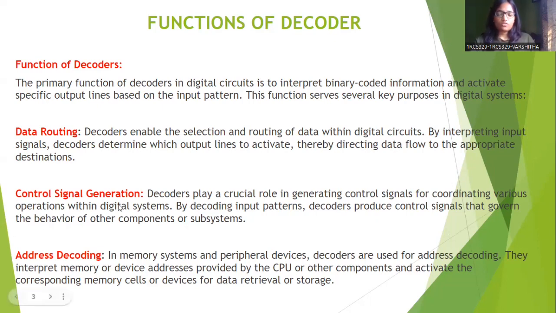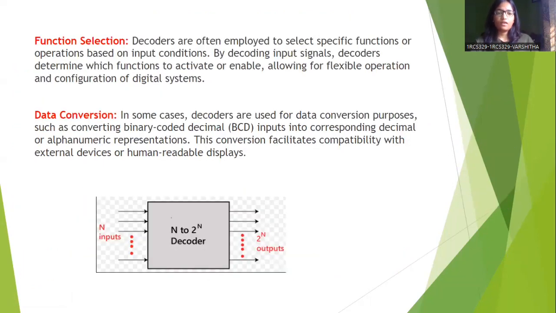Control signal generation plays a crucial role in generating control signals for coordinating various operations within the digital system, such as input pattern, activating the output signal with the help of the enable input signal. Address decoding: in memory systems and many other devices, decoders are used for address decoding.